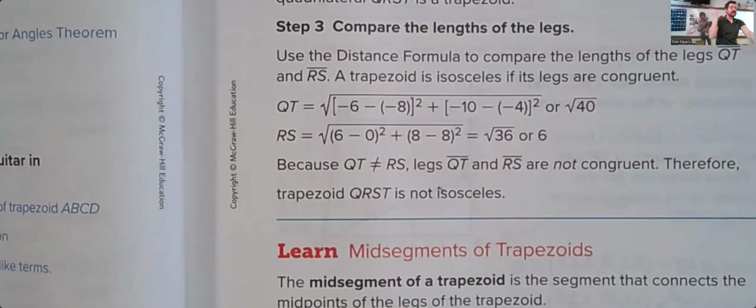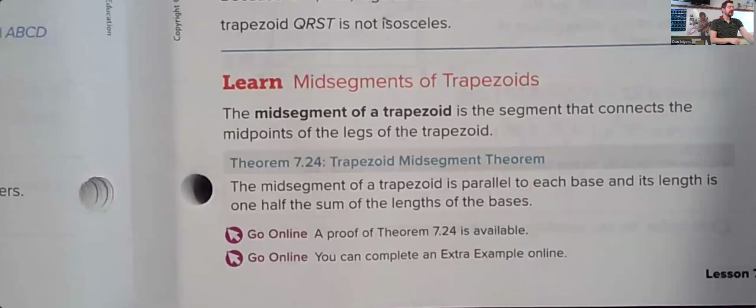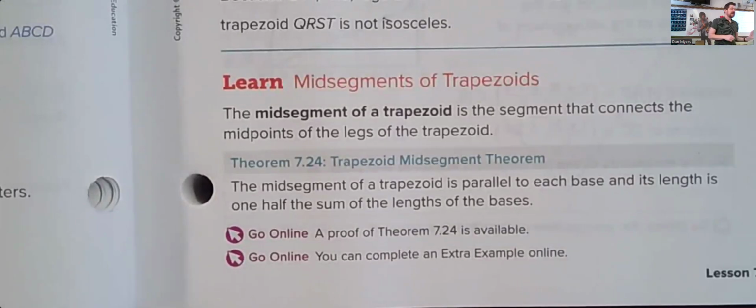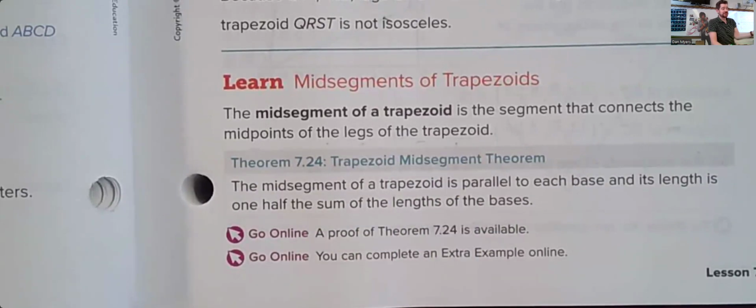All right, mid segments. Let's go back to the warm-up here. We actually have more time. That took a lot less time than I thought. So the mid segments are the segments that connect the midpoints of the legs. And something that we did not mention is the next theorem. So the mid segment of a trapezoid is the segment that connects the midpoints of the legs of a trapezoid. We saw that in the warm-up.